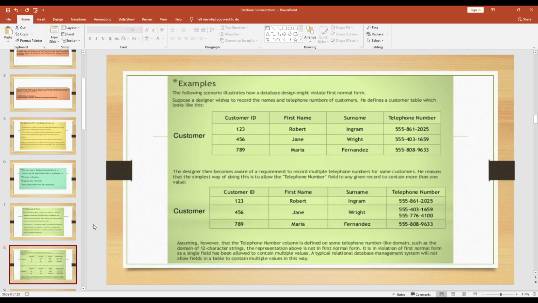Examples. The following scenario illustrates how a database design might violate first normal form. Suppose a designer wishes to record the names and the telephone numbers of customers. He defines a customer table in which the first column is customer ID. The values are 123, 456, and 789.